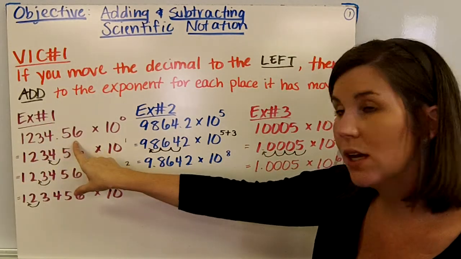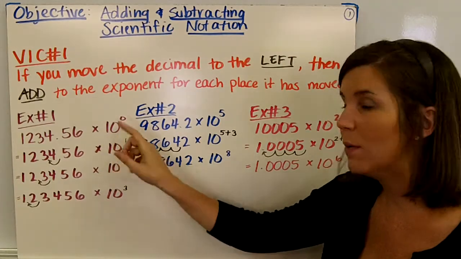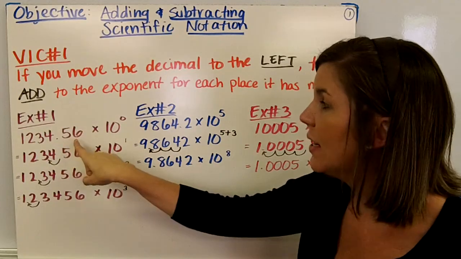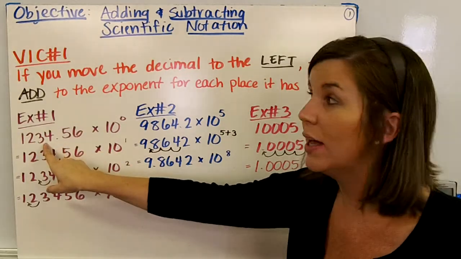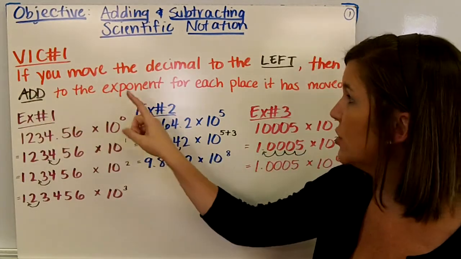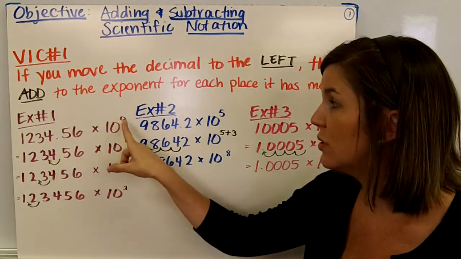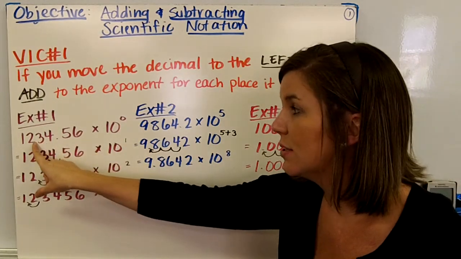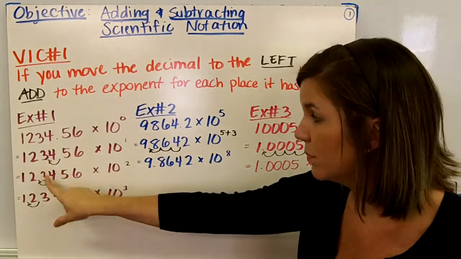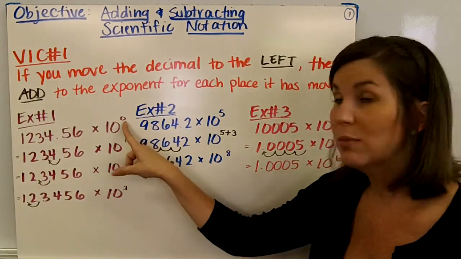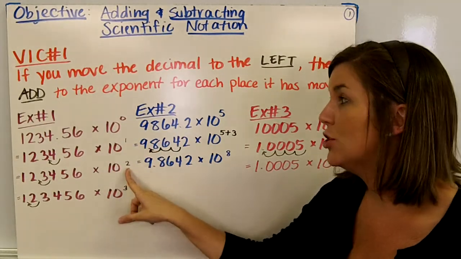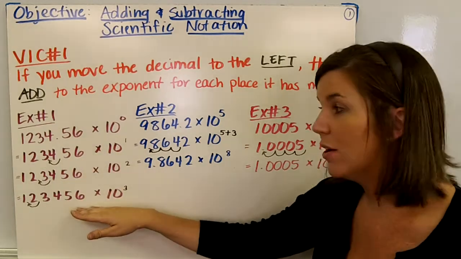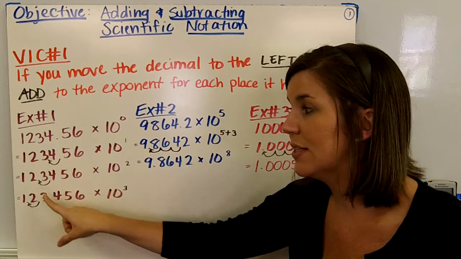1,243.56 times 10 to the 0 power. 10 to the 0 power is just 1, so this is our base number. If we move the decimal one place to the left, we add 1 to the exponent because we moved one place, so 0 plus 1 is 1. If we move this decimal 2 places, so now it's between the 2 and the 3, then we go from 0, move 2 places, so add 2. 0 plus 2 is 2. So we're going up by 1 each time in our exponent for each place that the decimal moves.